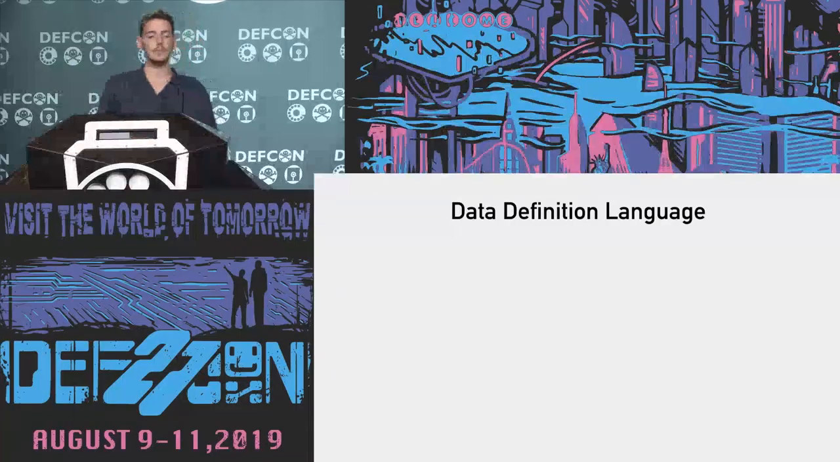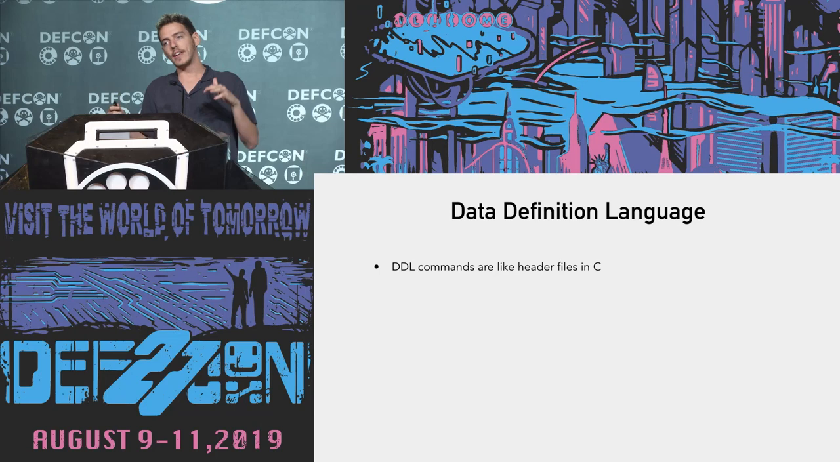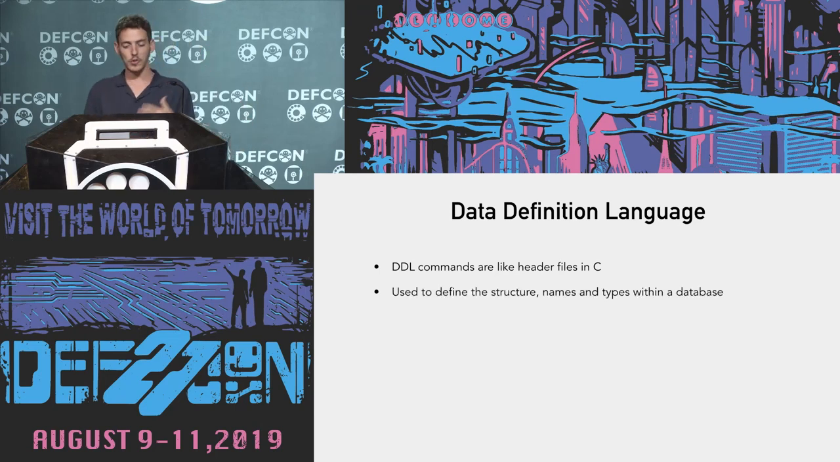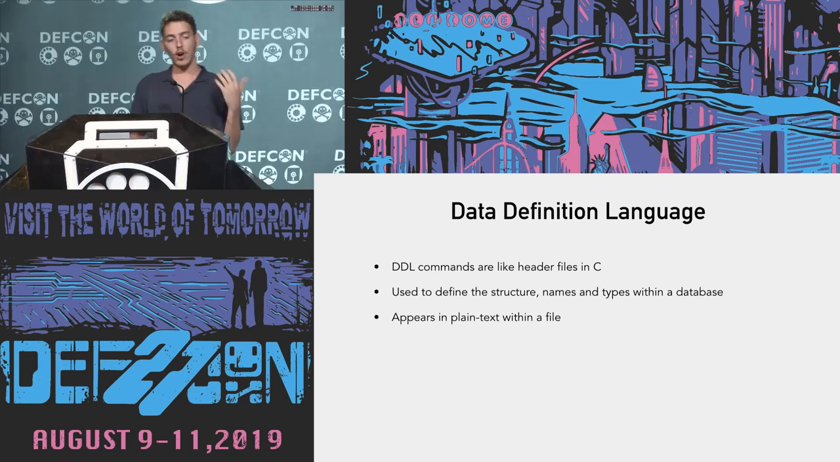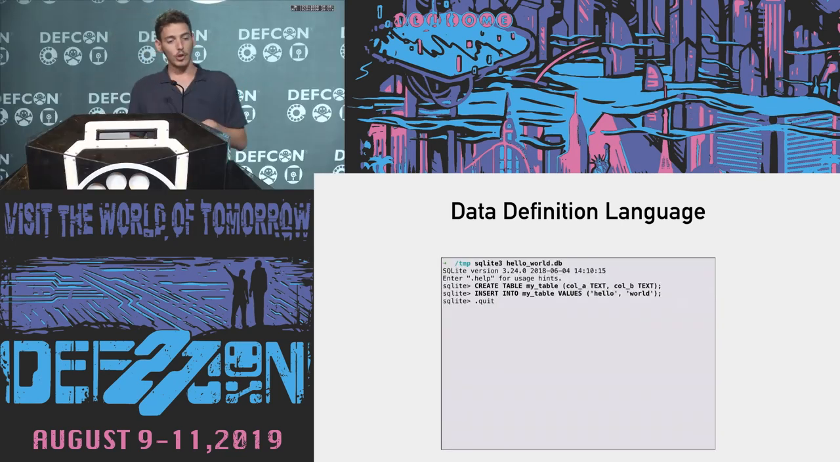DDL stands for data definition language. And you can sort of look at it like your header files in C. So they are used to define the structures and the names and the types that are used within the database. Furthermore, they also appear in plain text within the file. So let me show you an example.